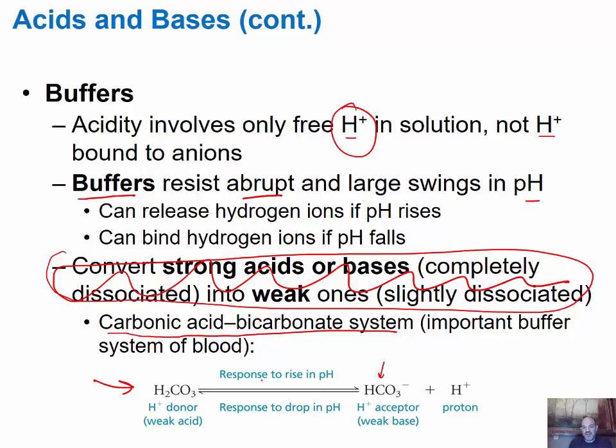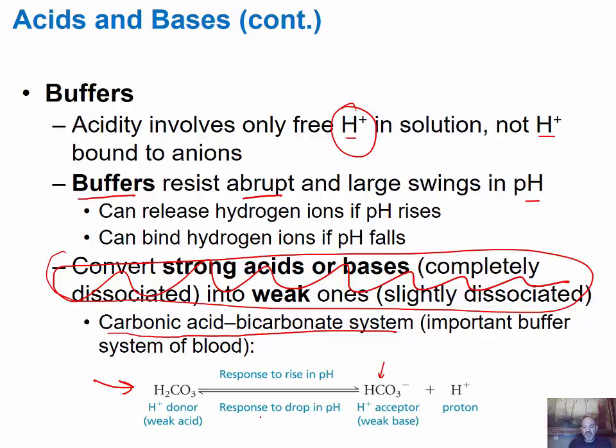If we're going to go to the right, that's going to be a response to the rise in pH. When you rise in pH, that means you have fewer hydrogen ions. Okay? When you have fewer hydrogen ions, more of the carbonic acid is going to dissociate to the right and help us maintain an adequate number of protons. So we're going to add more when the pH rises.